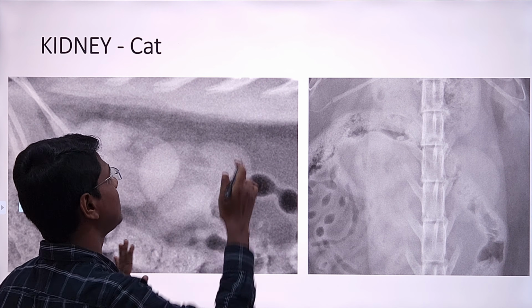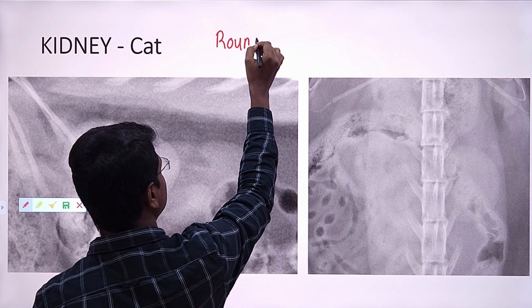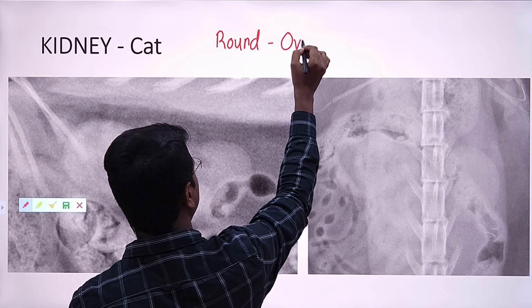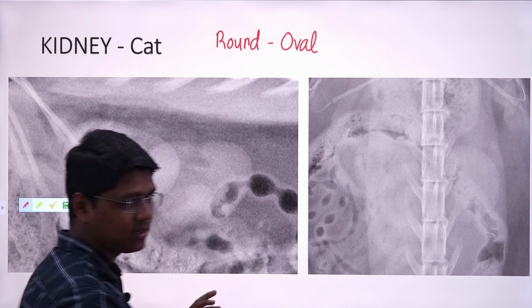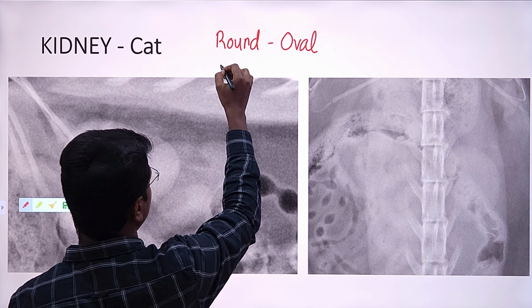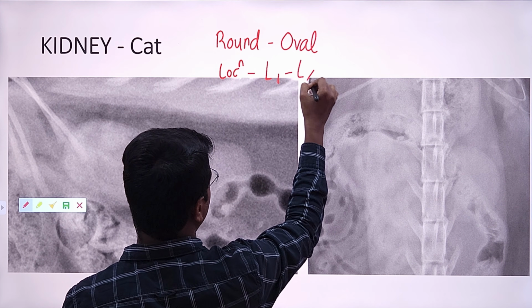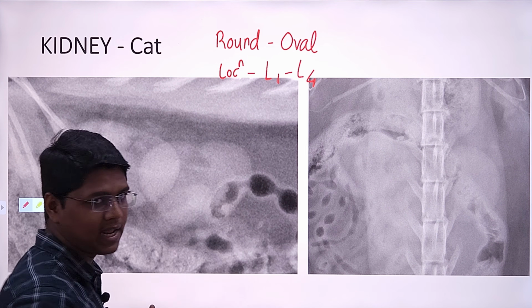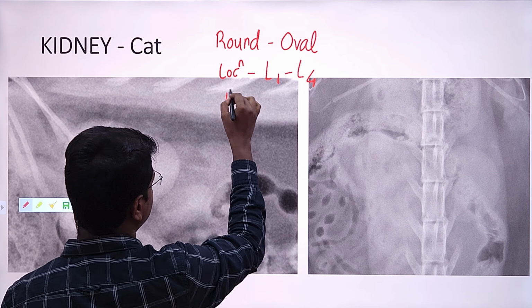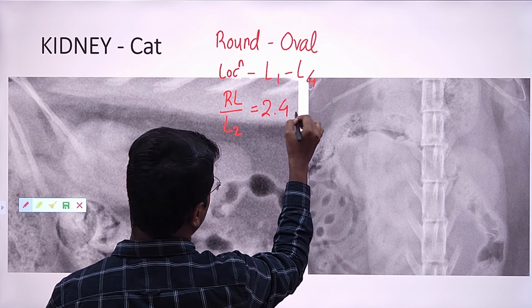Now some normal parameters. They are usually rounder than the dog, round to oval, more or less roundish compared to dogs, and the location is basically from L1 to L4. The renal length to L2 ratio usually ranges between 2.4 to 3.